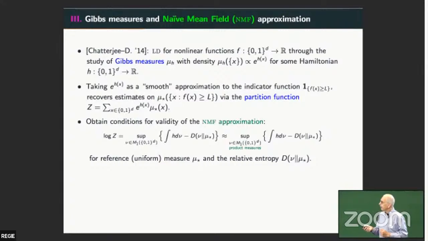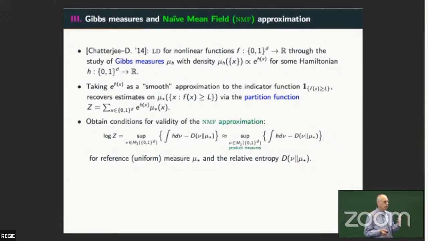Now, this equality is sometimes useful, but in this case, it's actually useless, because the reason it is complicated to find Z or to find this object is simply because the space is discrete and very large. The space of probability measures over a discrete large set is not nicer or easier. However, sometimes you have good reasons to believe that the naive mean field approximation will work. Naive mean field approximation corresponds to the statement that this supremum is actually achieved approximately by product measures.